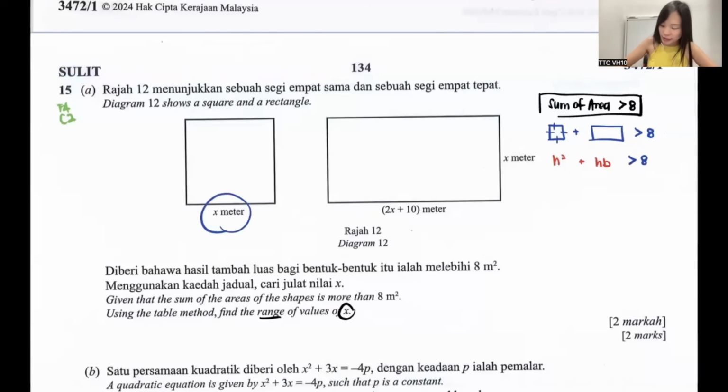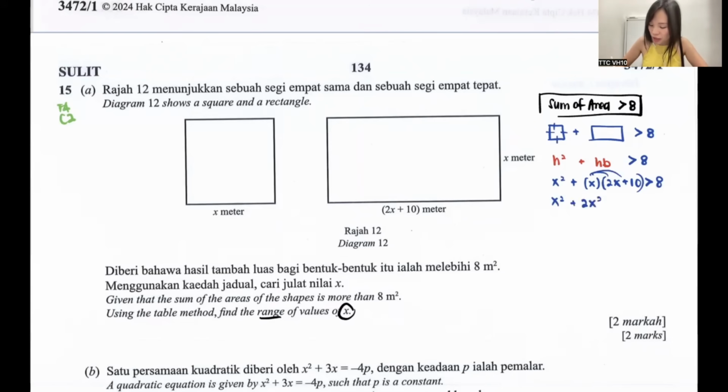Okay, so now the side is called what? X, so it's x squared. For this one, it is this one times this one. Isn't it height is x, base is 2x plus 10? Isn't it bigger than 8? Okay, now let's open the bracket. So x squared. X times 2x is actually 2x squared. X times 10 is 10x, bigger than 8.